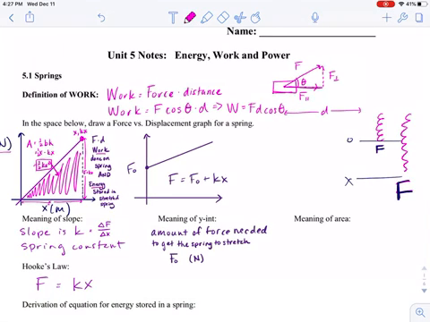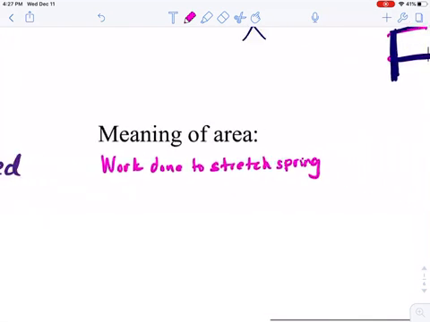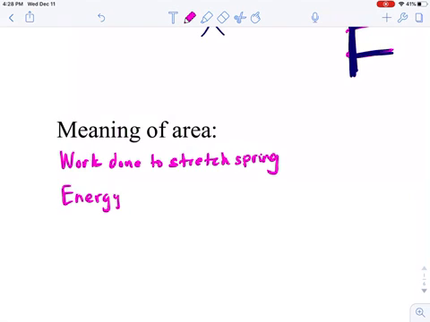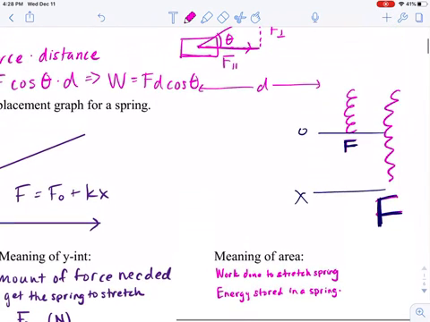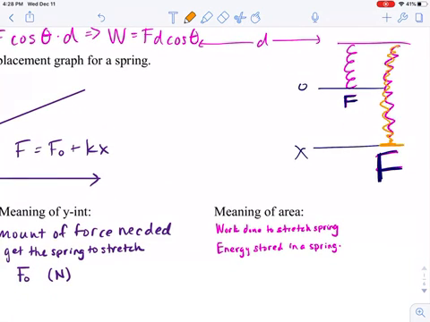So underneath this third spot here for the meaning of the area, I'm going to say that the area means the work done to stretch a spring. It's also the energy stored in a spring. If I think about this diagram up top, when I stretch out the spring and hold it, that spring has the potential to move if I let go. And so the type of energy that's stored in the spring is potential energy. The symbol for potential energy in AP Physics is U.